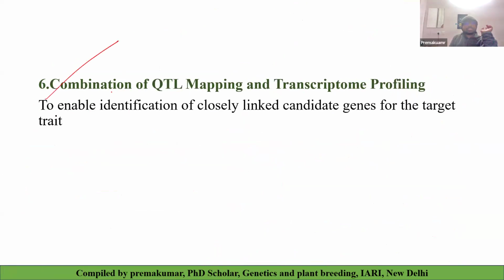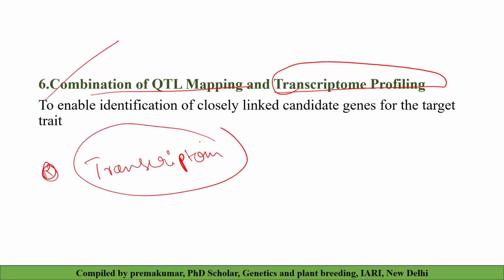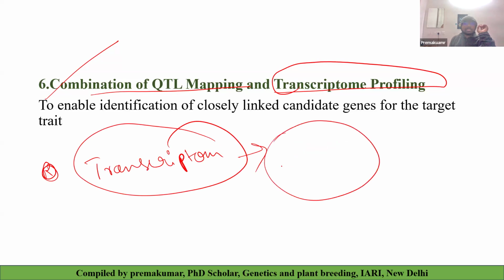Then you can use a combination of QTL mapping with transcriptome profiling. What is the transcriptome? The sum total of mRNA produced in a cell. Only mRNA? Whole RNA. That's right. The sum total of RNA present in the cell.